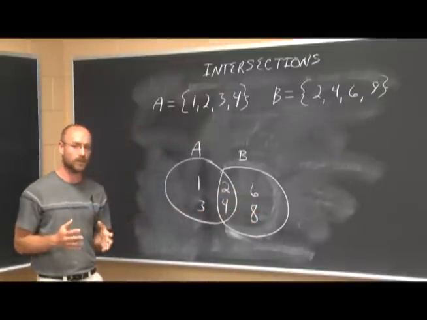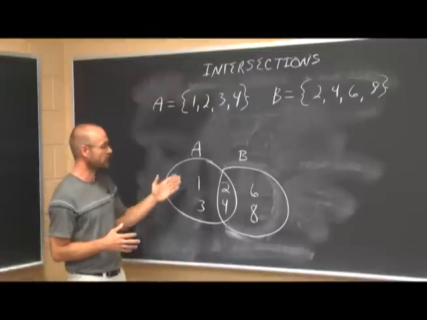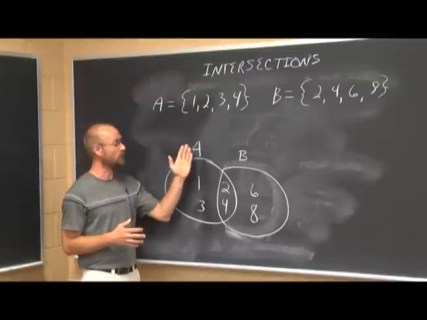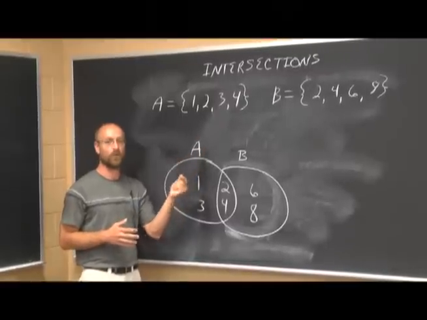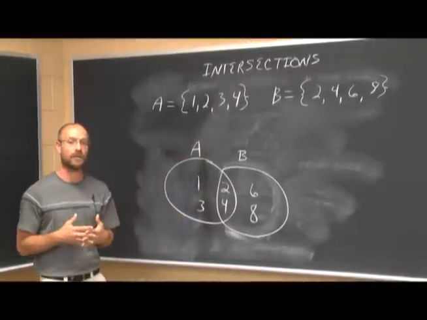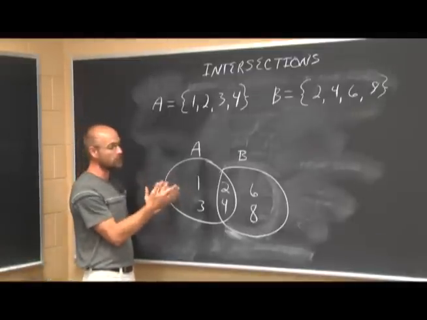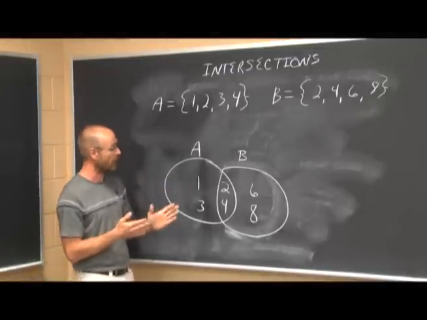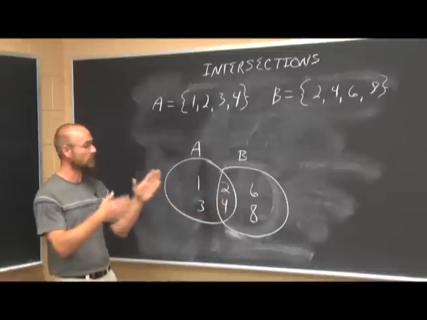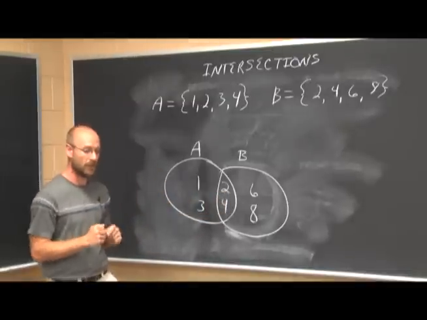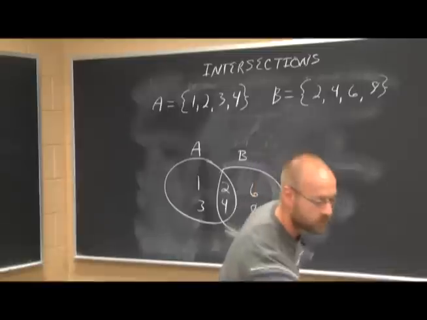Now, what an intersection is asking us is, what is in both sets? What do they have in common? So what we have to do is just look at it and say, the numbers that are in both sets, that they have in common, are 2 and 4. So what's in A and in B? Let me just grab my chalk here, which I forgot to do.